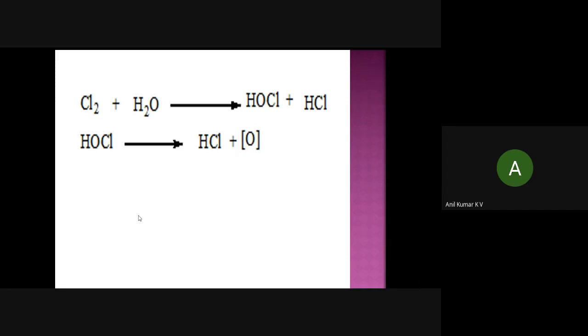The formula is Cl2, chlorine, plus H2O, water, gives rise to HOCl, that is called hypochlorous acid, plus HCl. This HOCl again dissociates into HCl, releasing oxygen. That oxygen is called nascent oxygen, which is a powerful oxidizing agent and kills the microorganisms.